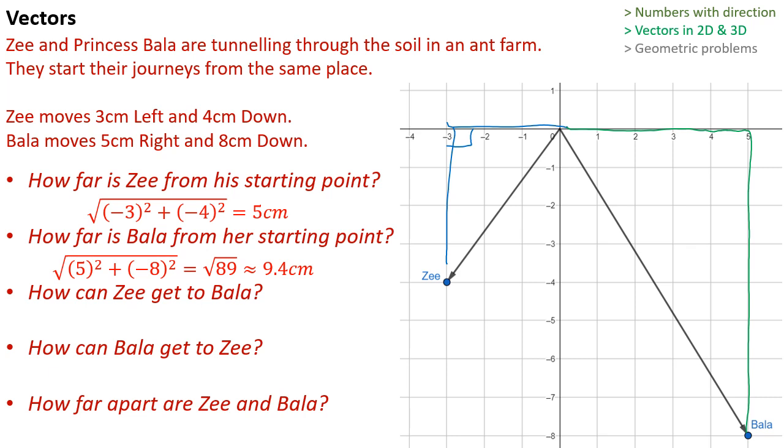How can Z get to Bala? Well, in this case, we're looking for instructions that would take you from Z to Bala. You could imagine this like a straight line. So we're looking for that vector there.